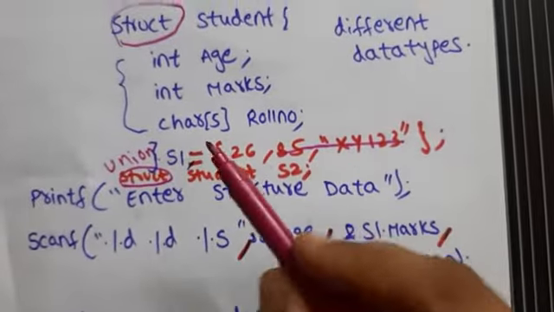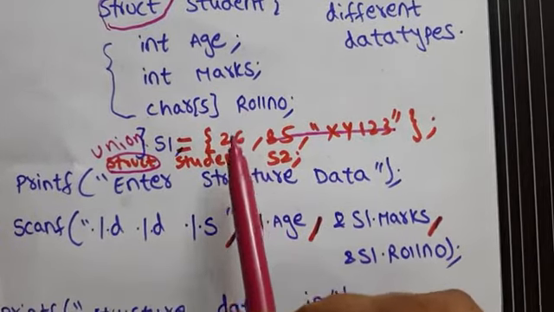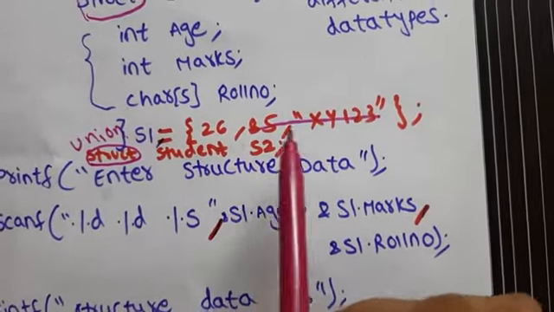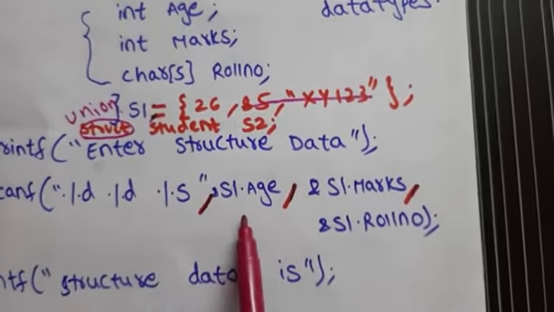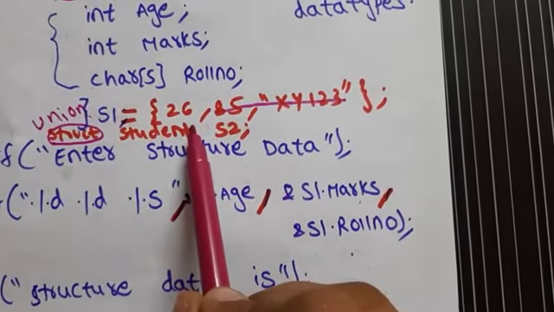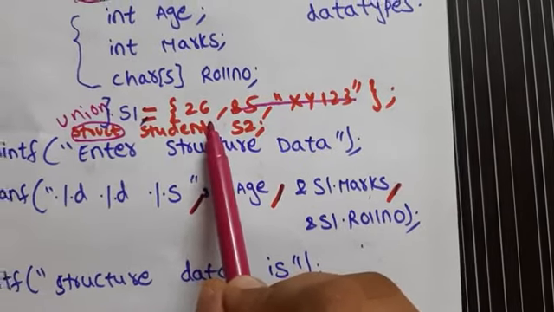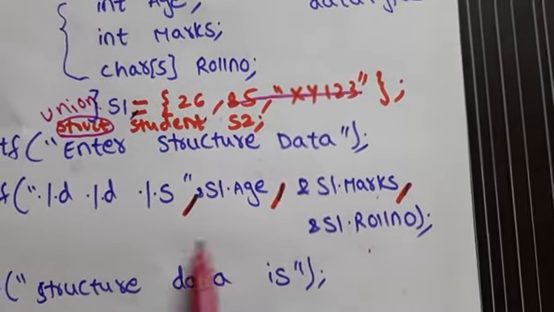You may get confused. As I told you, the maximum size will be only 5 bytes. When you cannot initialize all three, can we scan all three values? Of course, yes. You can scan the age, the marks, and the roll number, but you cannot initialize all three. This is a very important difference you should understand. In union, you can initialize only one value, but you can scan all three.